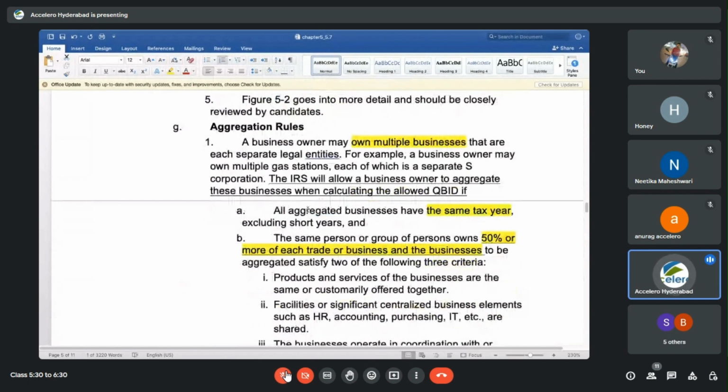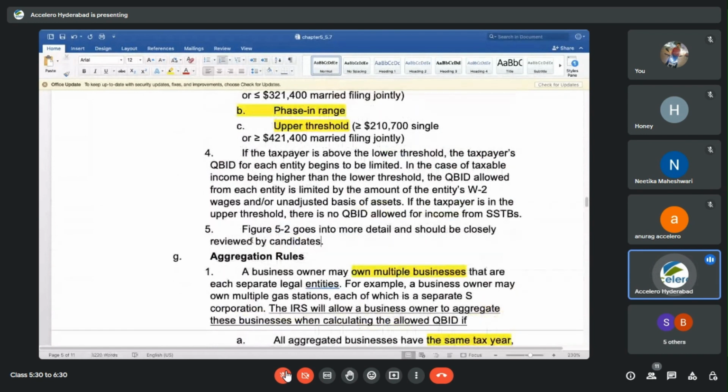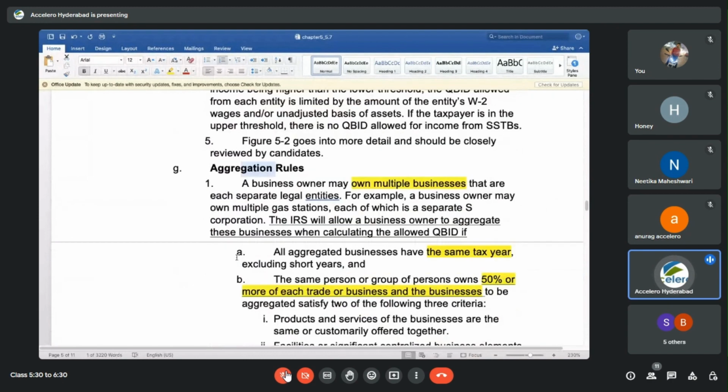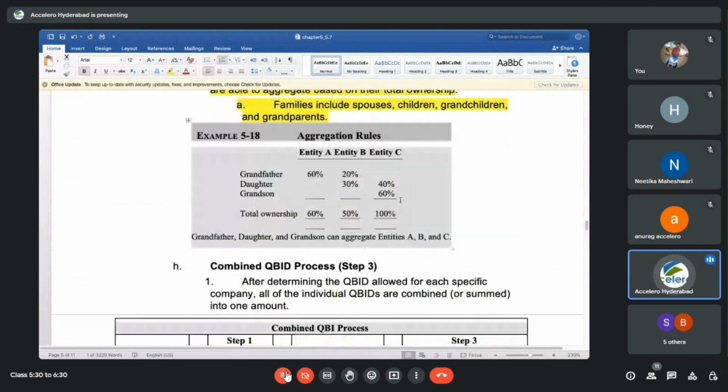Okay, so we'll stop here. Aggregation rules we'll do later. Aggregation means aggregating all of them. If you're having more than one business, we'll probably aggregate all of that. And we'll also take into account the family who's running the business. Again, what these people do is they have 4 family members, 10% in your name, 20% in another person's name, 30% in another person's name, and they try to split up the income.